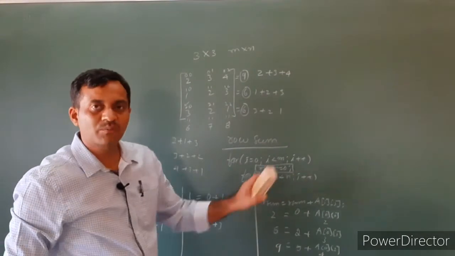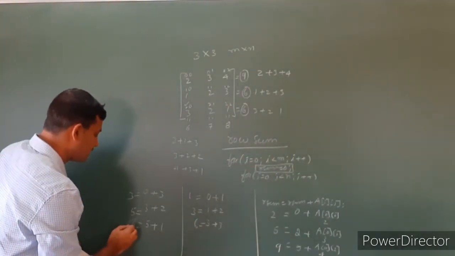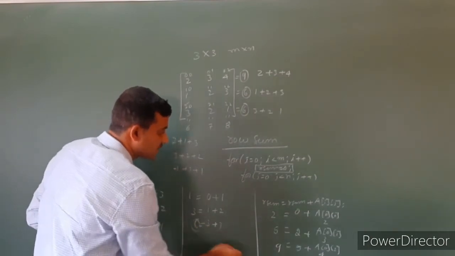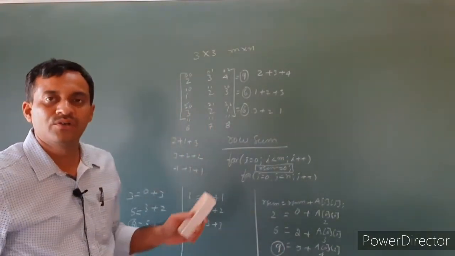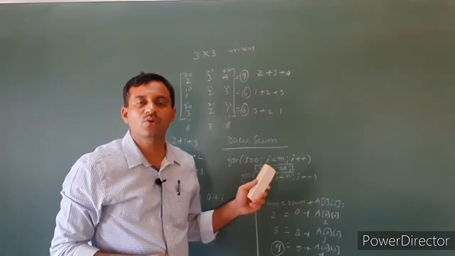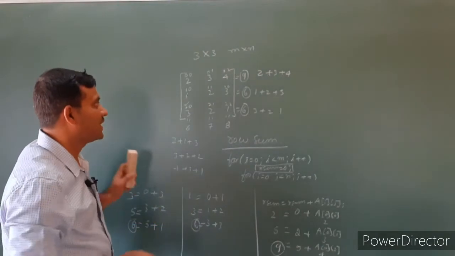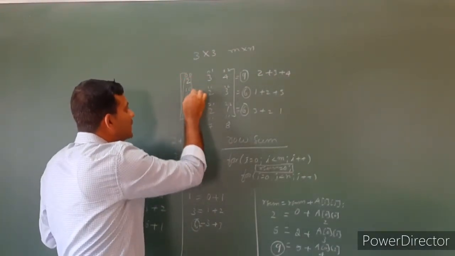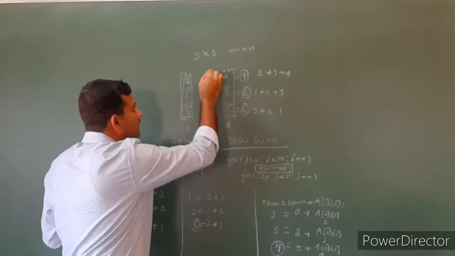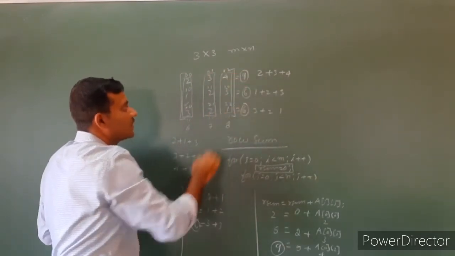Then j loop terminates, I also terminates. Then values are 6, here also 6, then 9. So this is the program segment to find the row elements. Similarly, to find the column elements, again observe here, we have to find the column means these are the elements for the first column, these are the elements for the second column, these are the elements for the third column.